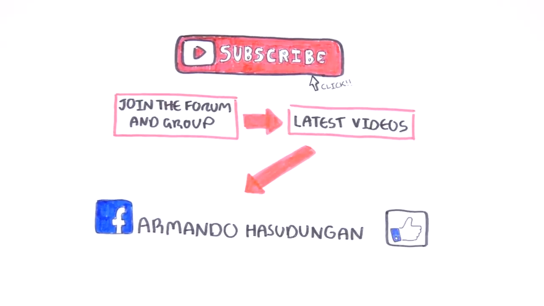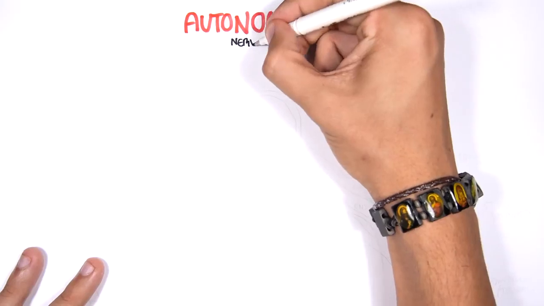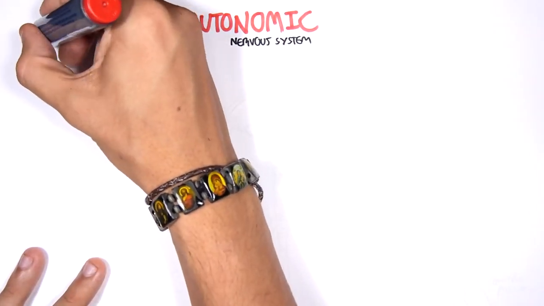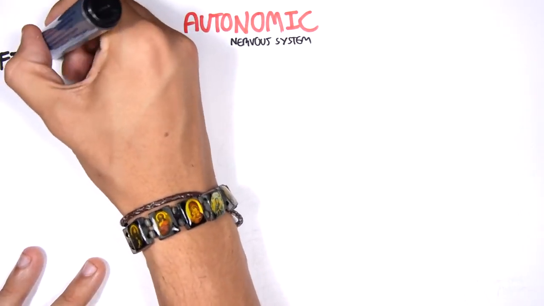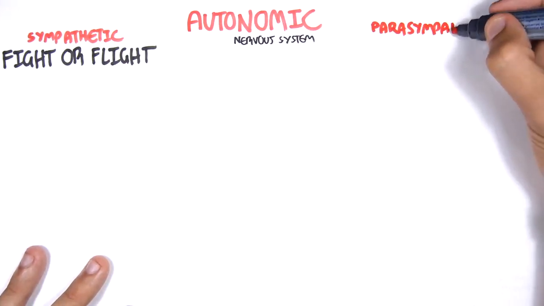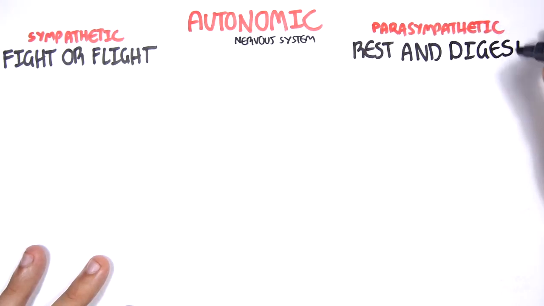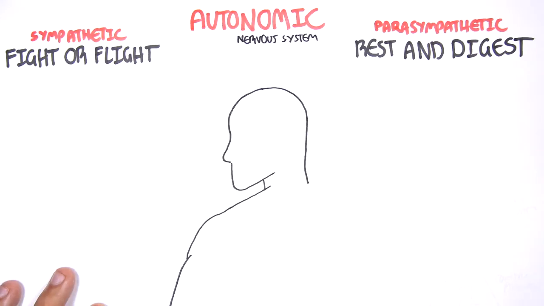In this video, we're going to look at the autonomic nervous system. The autonomic nervous system can be divided into the sympathetic nervous system, also known as the fight or flight response, and the parasympathetic nervous system, also known as the rest and digest response. The autonomic nervous system is involuntary control of body tissues.